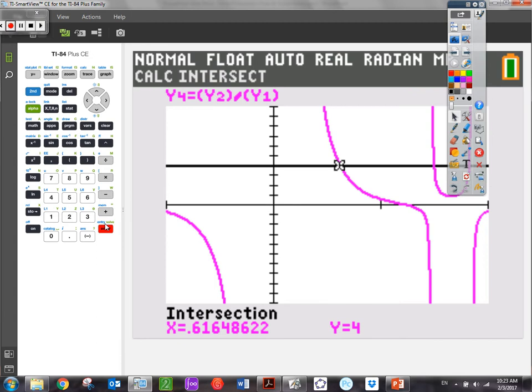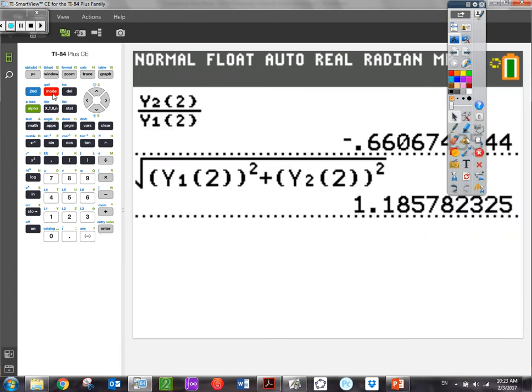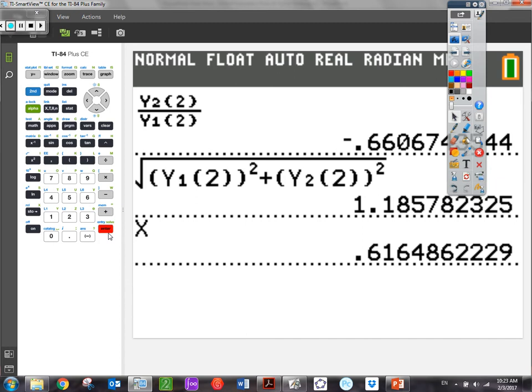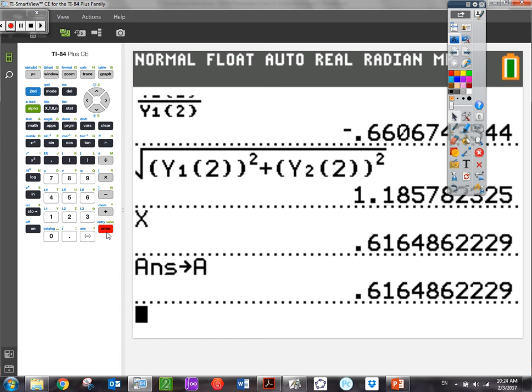All right, so let's go to our clear screen. I'm going to type x and enter. And you'll see that it's that value that the calculator just found for us. So we're going to store that because we're going to need to use it again. We press store, and then I usually store it in alpha A. You can store it wherever you want. I just don't store it in X or Y. It's just not a good idea. So it's stored. Okay, so we're good.